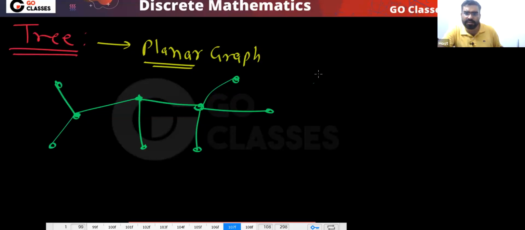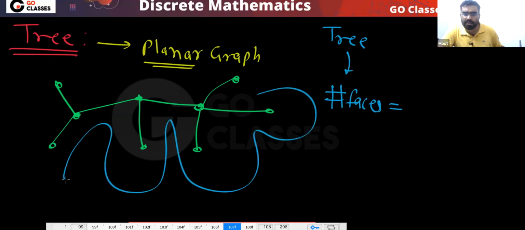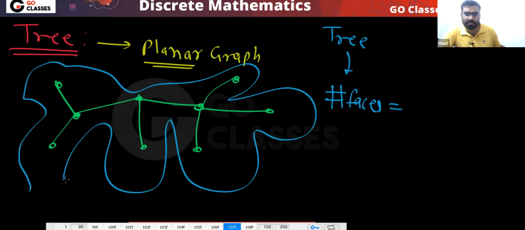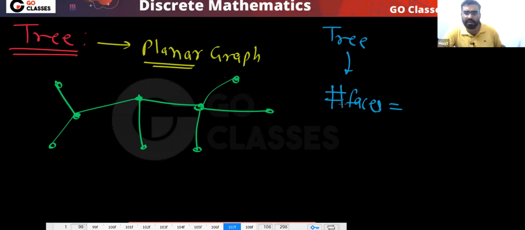Number of faces in a tree. How many faces will be there in a tree? There will be only one face in a tree, only the exterior face. Okay, only one face you have, F. So what is the degree of this F?